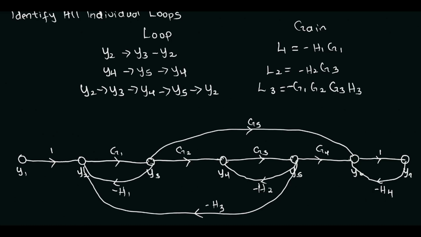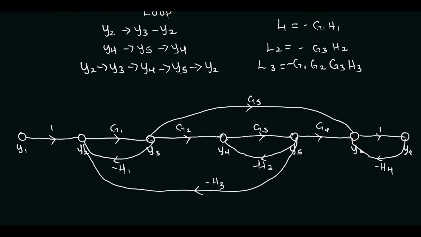Moving on. Our last loop, y6 to y7, back to y6. Loop 4 is minus h4, that's because it's just the one that is here.